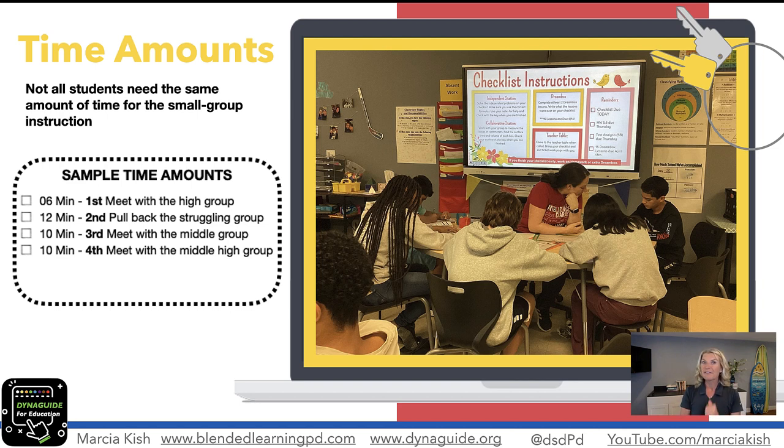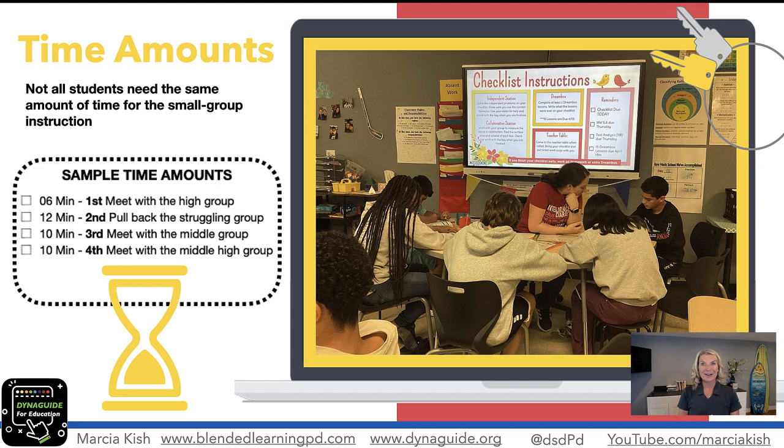All right, group three and four are my middle and middle high groups, and I can put about 10 minutes. Usually I'm done with them around 8 minutes. But the biggest thing is that when you are working on time amounts, set your timer. When that timer goes off, wrap it up and bring back your next group. That will ensure that you meet with all students in that 45 minutes.